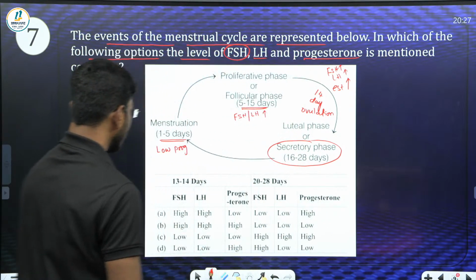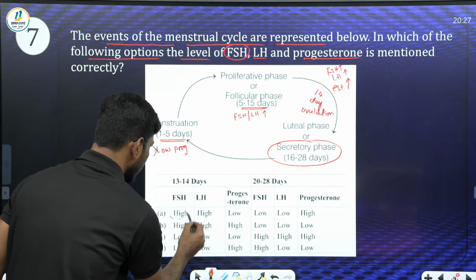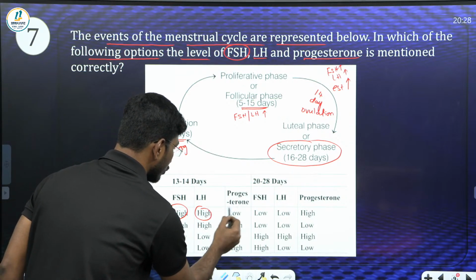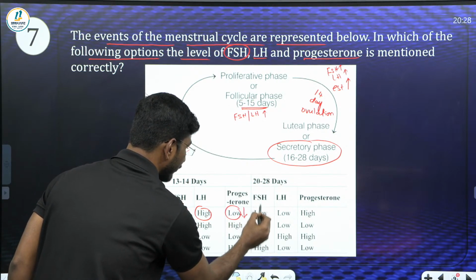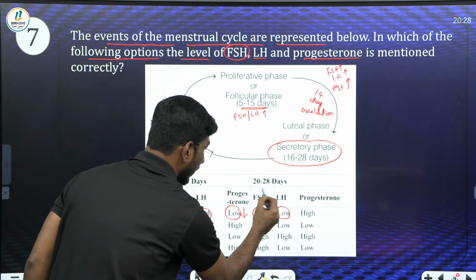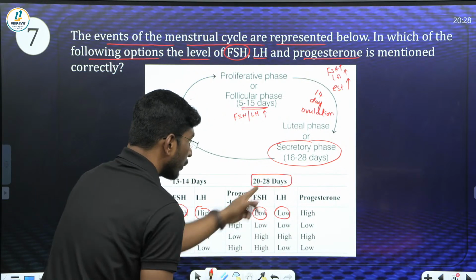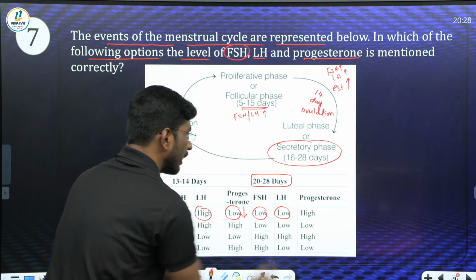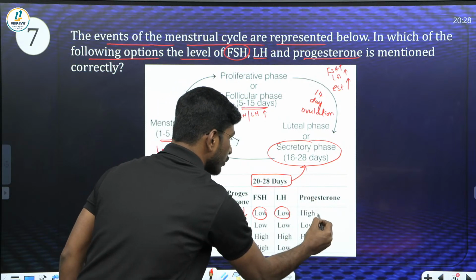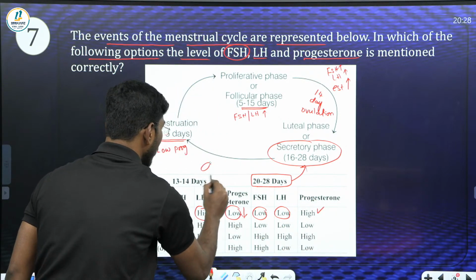So our correct answer is FSH and LH high, progesterone low, and FSH low, LH low, where in 20 to 25 days. 20 to 28 days is what? Tell me. Luteal phase. This is a phase, and progesterone is high. So the answer is option A.